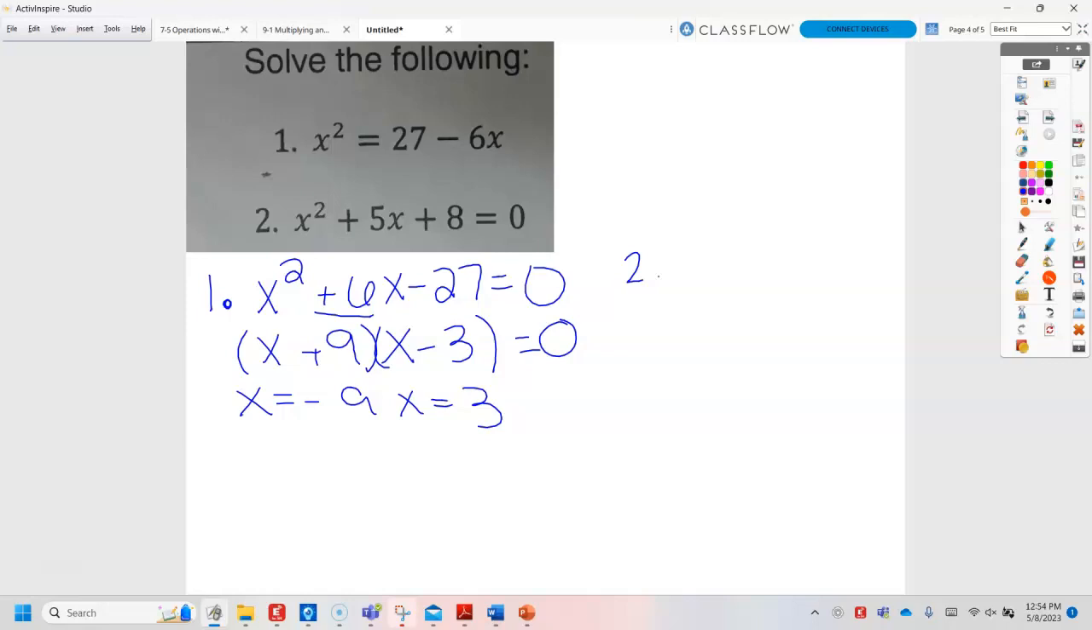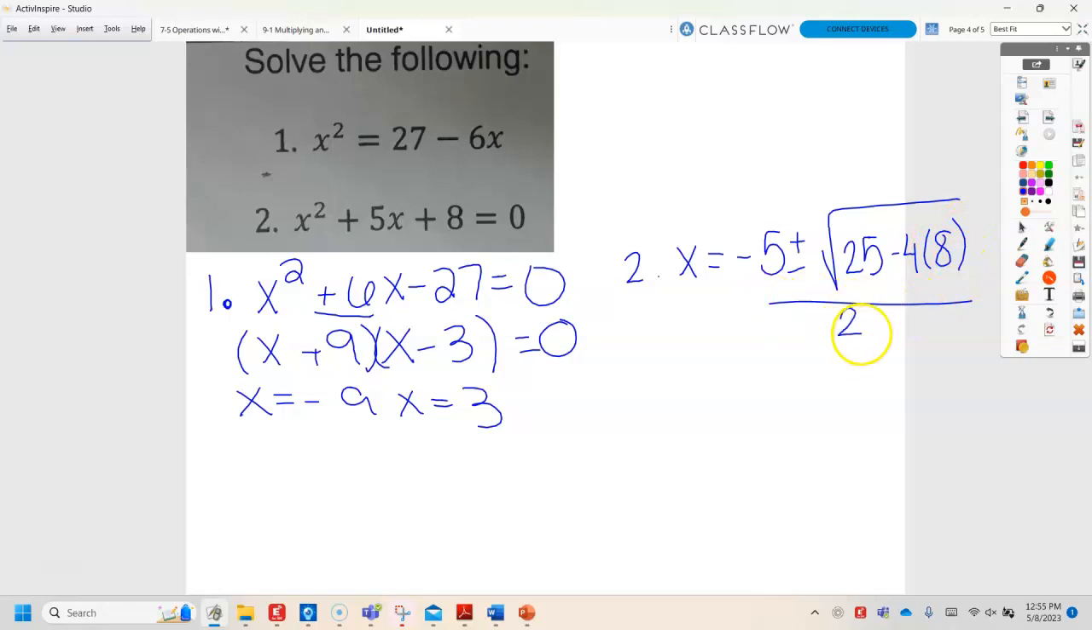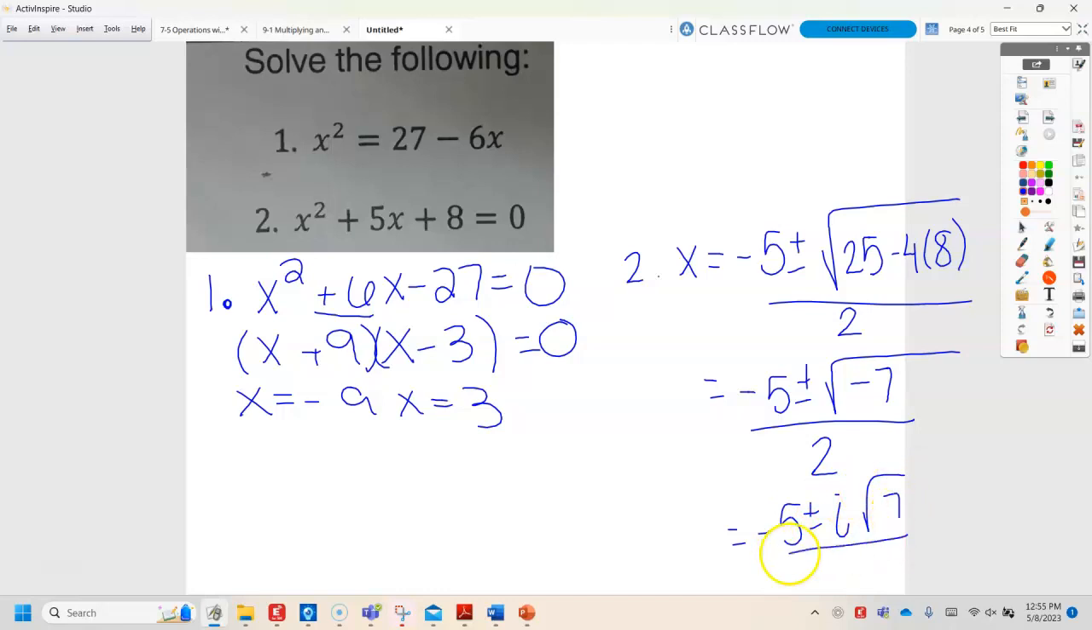So now we go to our fallback, which is quadratic formula. So negative b plus or minus the square root of b squared minus 4ac all over 2a. So you get negative 5 plus or minus the square root of 25 minus 32. So it's going to give you a negative 7. And we know that if we have a negative, we bring it out as an i.